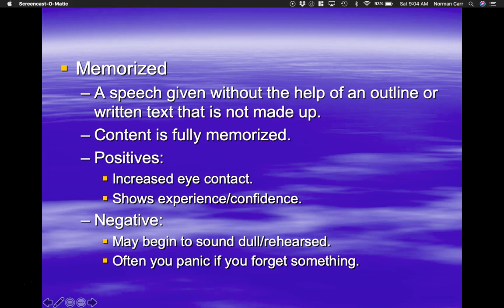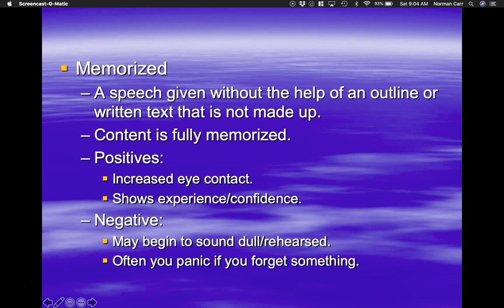Some positives of that, once again, complete engagement with the audience through eye contact. It also shows that you have experience. It shows that you have confidence in what it is that you're talking about. But some negatives of that are if it's a speech that you've rehearsed a lot and you're just kind of bored with it, when you actually get up and present it, it might sound dull or it could sound rehearsed.